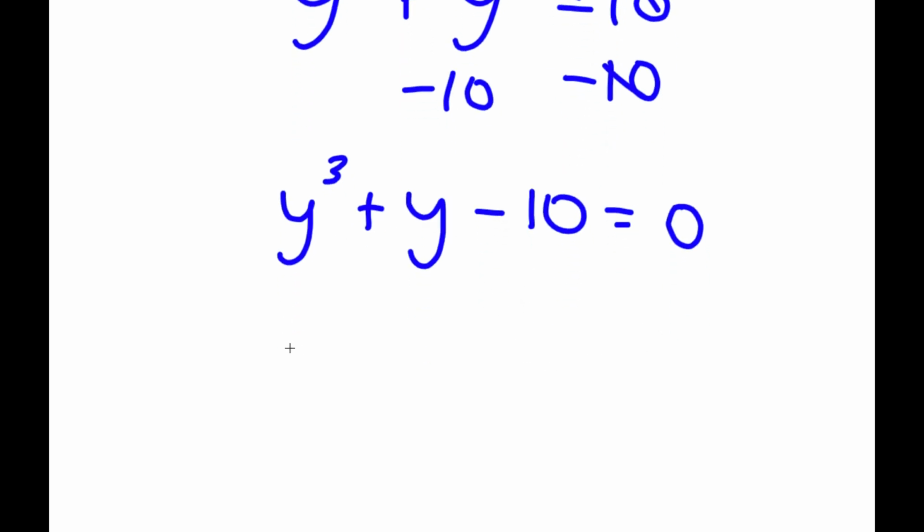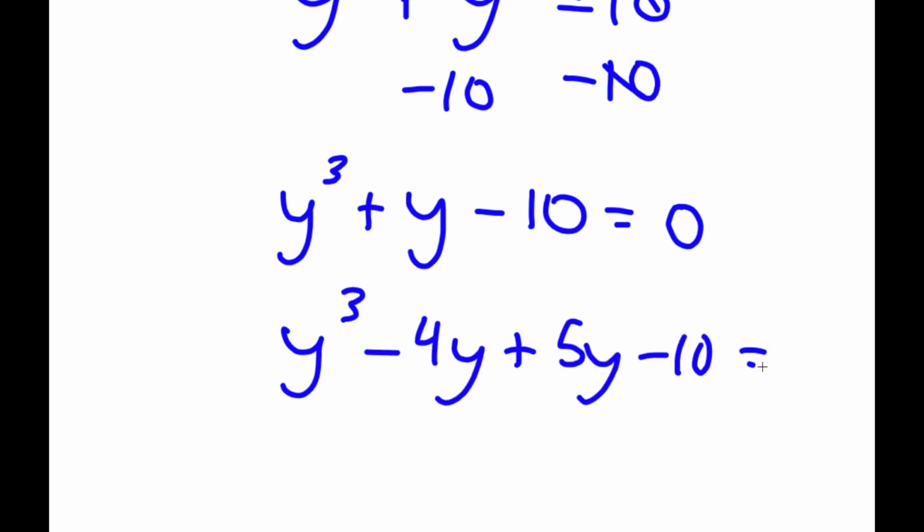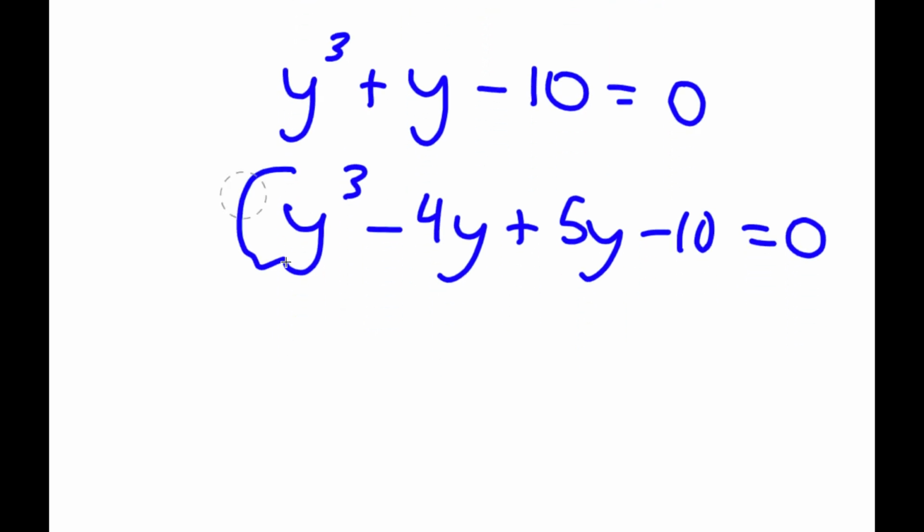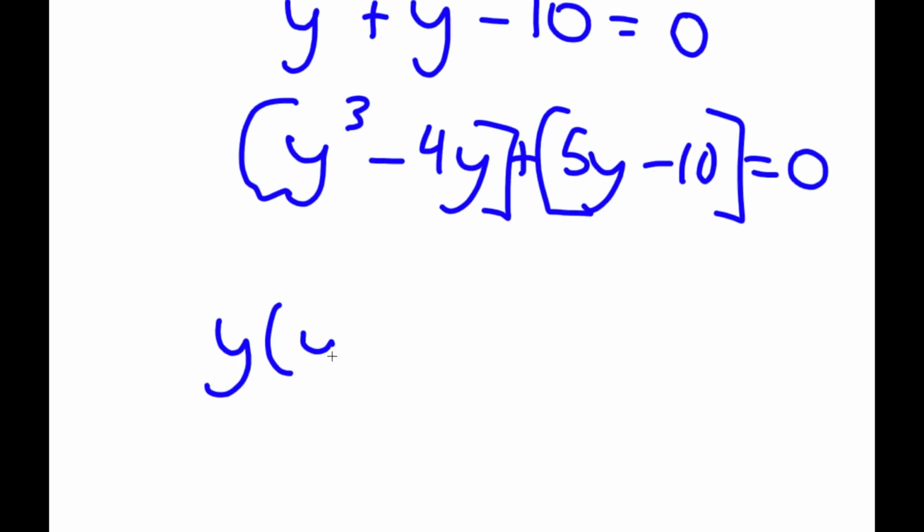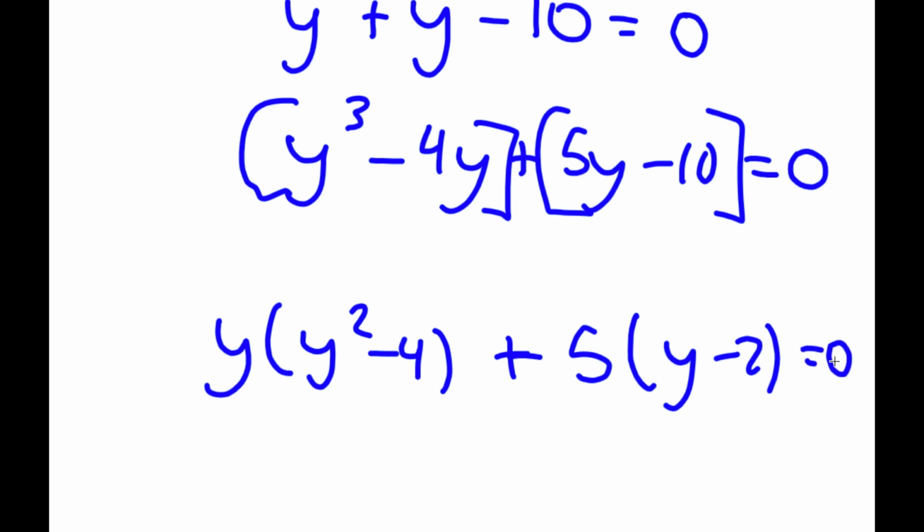Now y I can rewrite as negative 4y plus 5y. I have this minus 10 is equal to 0. Now I'm going to factor this by grouping. I'm going to first factor out the greatest common factor from y to the power of 3 minus 4y, and then from 5y minus 10. So from y to the power of 3 minus 4y, the greatest common factor is y. So I have y times y squared minus 4, plus from 5y minus 10, it's 5. So I have 5 times y minus 2 is equal to 0.